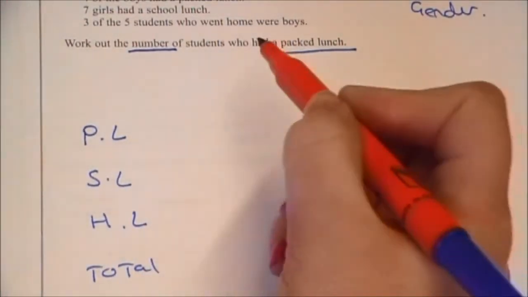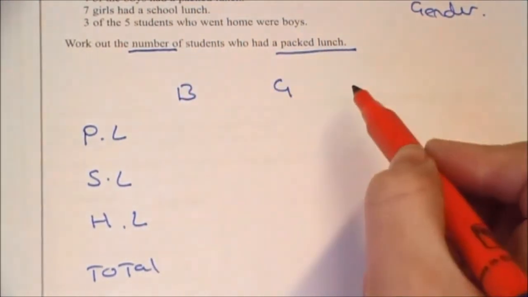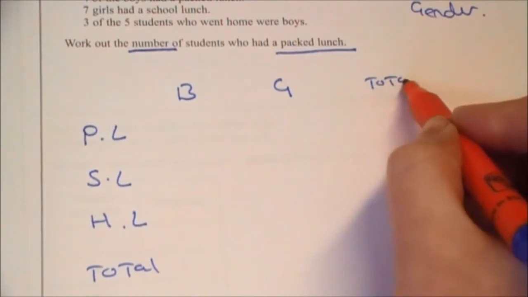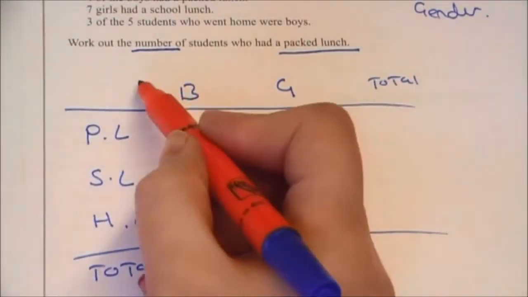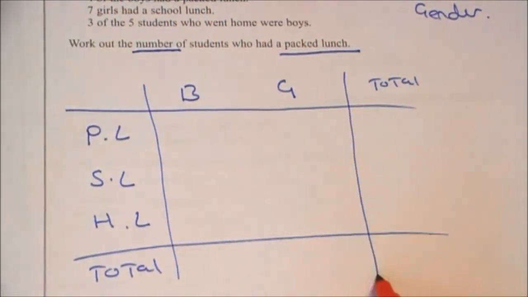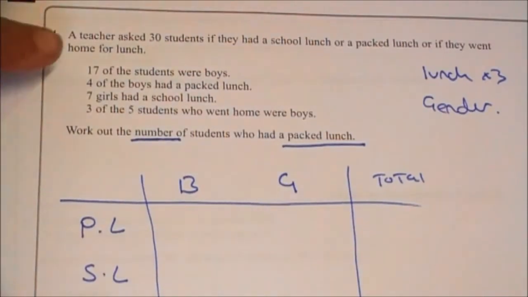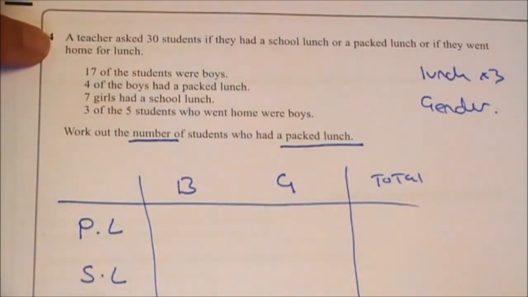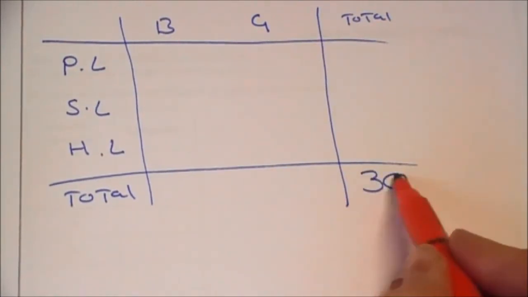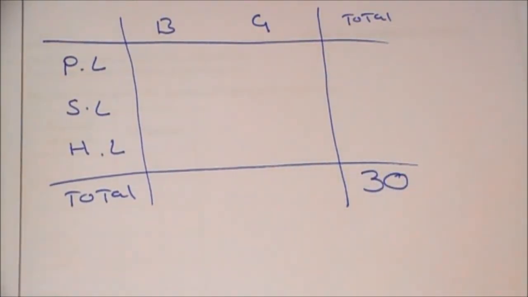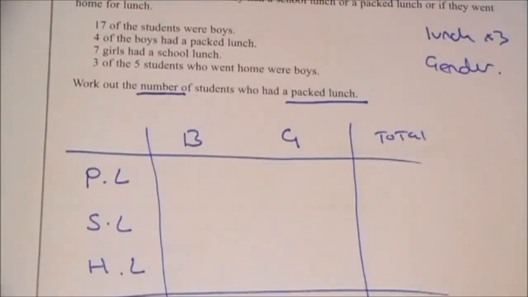Total. I'm dealing with boys and girls. Total. Now, setting a table out like this just allows a little more clarity from what is a big chunk of text. So the first thing I'm noticing is that a teacher asked 30 students. So the total all together, everyone involved, is 30.